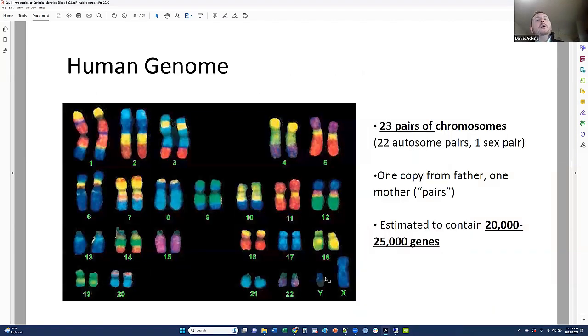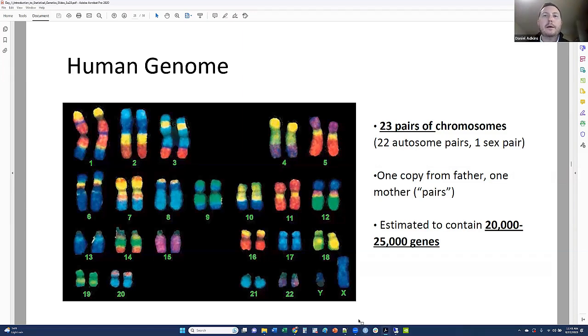So depending on the organism, there are different numbers of chromosomes. Humans are a diploid organism, meaning for every chromosome we have two of. So our chromosomes are pairs. Most animals are diploid organisms. So we've got 23 pairs of chromosomes. 22 of those we characterize as autosomes.